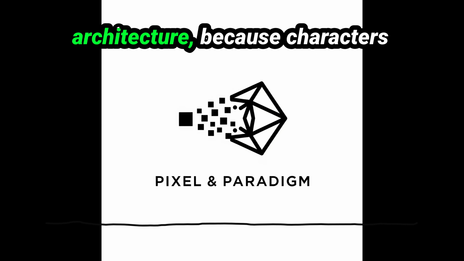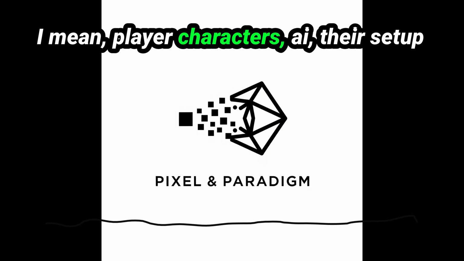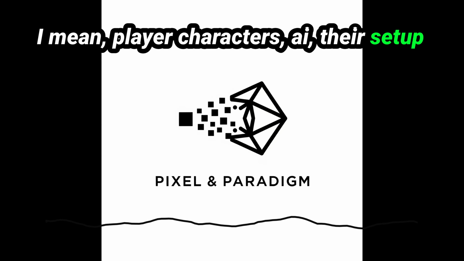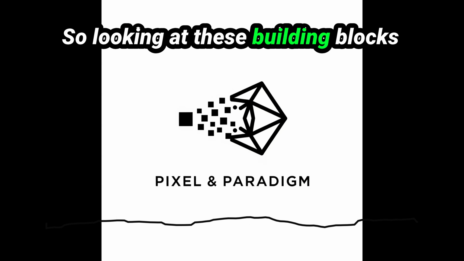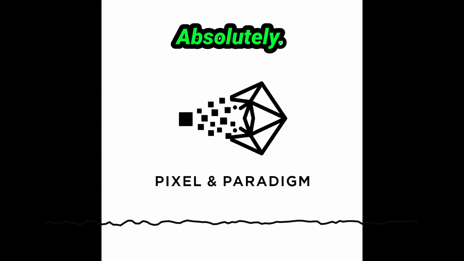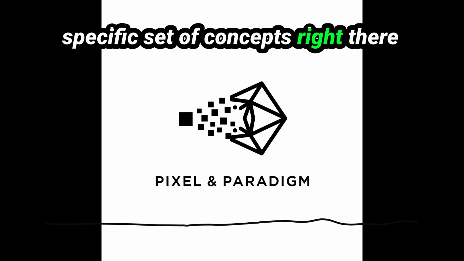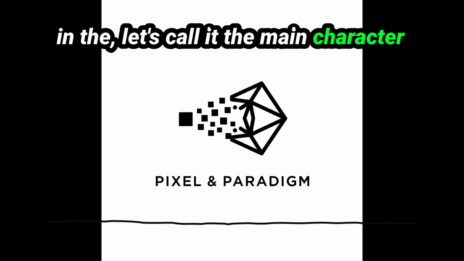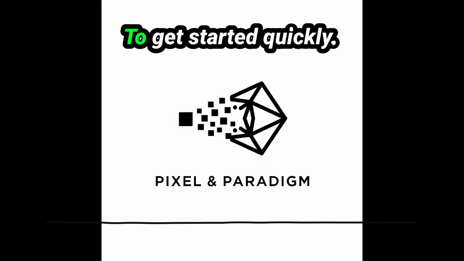for the basic architecture. Because characters are just so central, aren't they? I mean, player characters, AI, their setup really defines what's possible in the game. It really does. So looking at these building blocks gives us a pretty direct insight into how Lyra approaches this. Absolutely. And the focus seems to be on a specific set of concepts right there in, let's call it, the main character area of the project's thinking. Yeah. It helps to have that kind of targeted view to get started quickly.